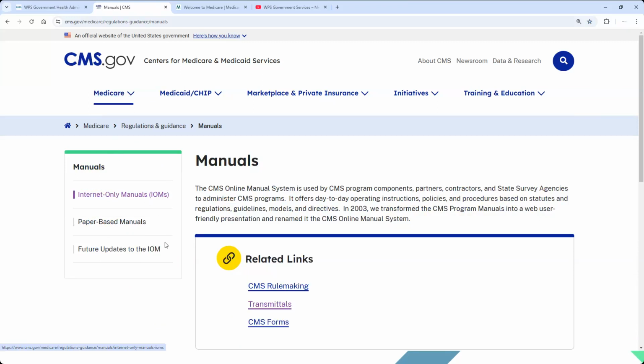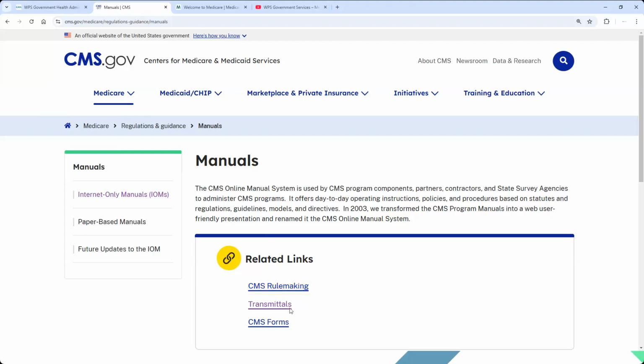If there's changes coming out, you may see something in future items, but for the most part, you're going to look at internet-only manuals. Before I leave this area, though, I do want to point out over here on the body, because you'll see manuals that'll explain it, but also then it says related links. The first one is the rulemaking link. If you want to learn how CMS creates rules and why they're created, that's what you want to look at.